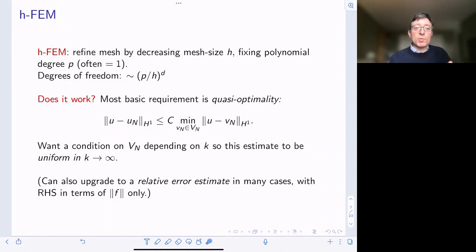You might object that this wasn't really the estimate you wanted. You really wanted the distance from your Galerkin solution to the true solution to be small. And that would be called a relative error estimate. I'll just say that this can be upgraded to a relative error estimate relatively easily, because that's just a matter of knowing that the VNs are indeed filling out H1, so that these closest elements are indeed getting small. So for this talk, we're going to focus on quasi-optimality, but you could ask for different kinds of error estimates, and they're closely related.